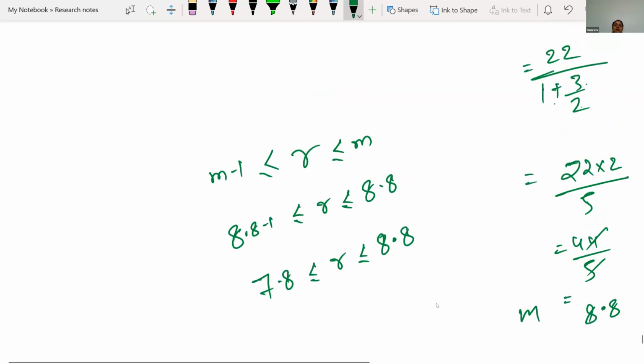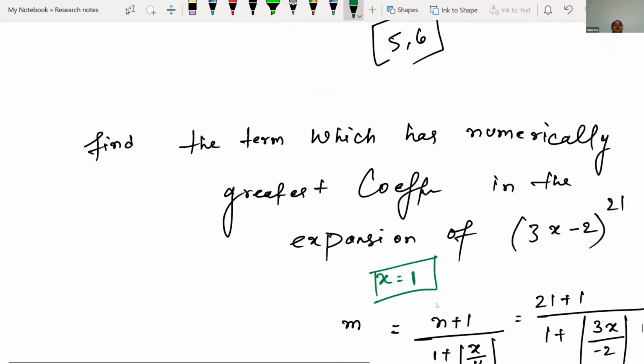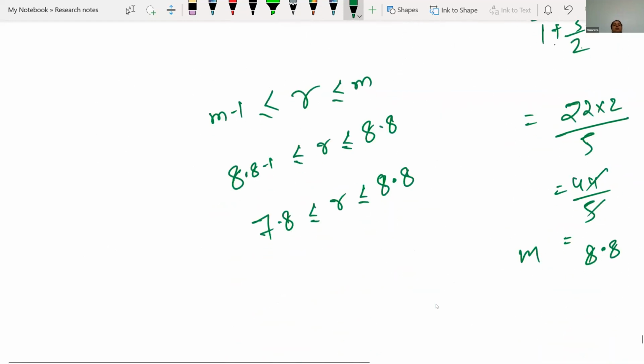Yes, ma'am. Now what does the question say? Find the term. Term can be first term, second term, third term, fourth term, fifth term, sixth term, seventh term, eighth term. Term cannot be 8.8th term, 7.8th term, or 6.2th term, or 0.5th term. Term must be a whole number, right? Yes, ma'am.